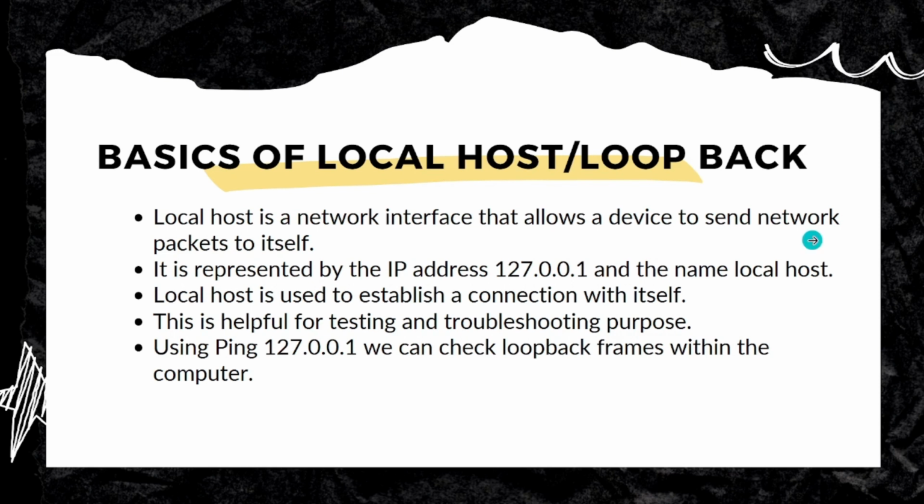Then it is represented by the IP address 127.0.0.1 and the name localhost. Whenever you see this 127 in the IP address, it means that it is a loopback address. Localhost is used to establish a connection with itself, and this is helpful for testing and troubleshooting purposes.